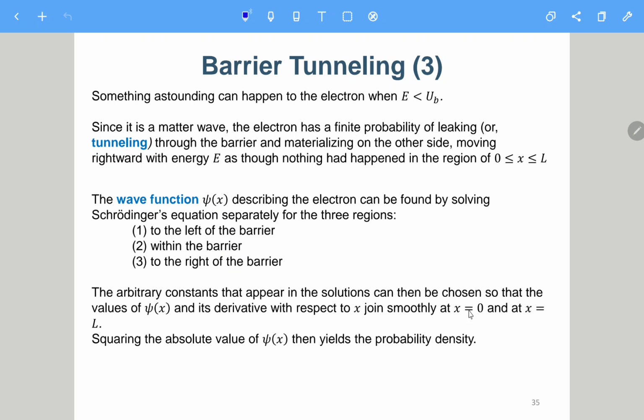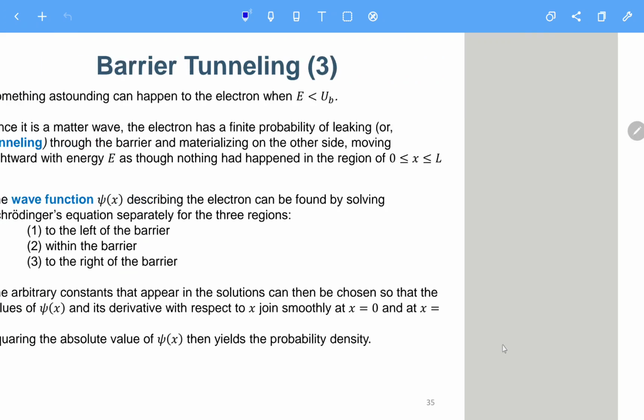At x equals 0, this is the boundary between region 1 and region 2. And at x equals L, which is the boundary between region 2 and region 3. So squaring the absolute value of phi x, which is the wave function, we take the absolute value and then square, which is the probability density function. Then this yields the probability density. Okay.